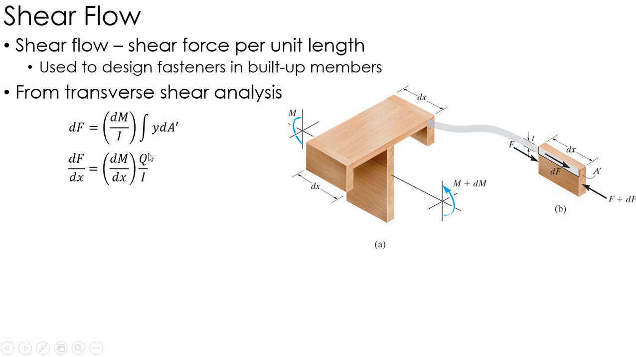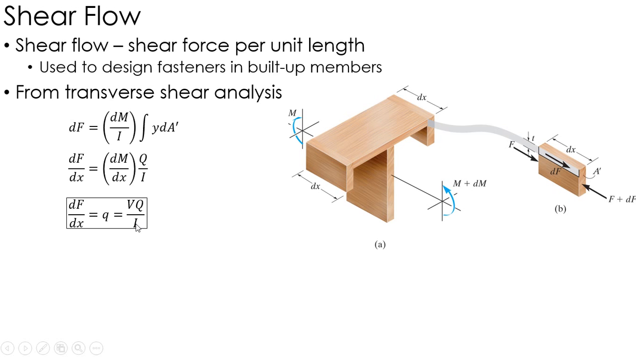Now, what I'm looking for with shear flow again is force per unit length. So if I divide both sides by dx, I have dF/dx, dM/dx, and then Q over I, where again Q is this integral. Then, remembering that dM/dx is my shear force, I can find what we call our shear flow, which again is the force as a function of the longitudinal length, which equals VQ over I.